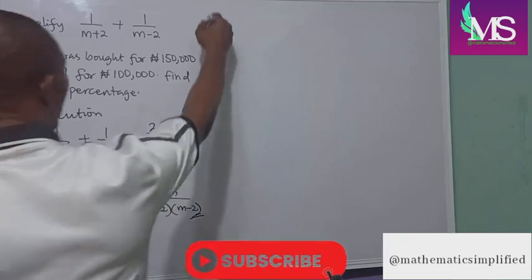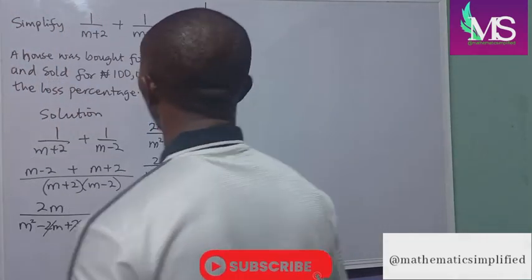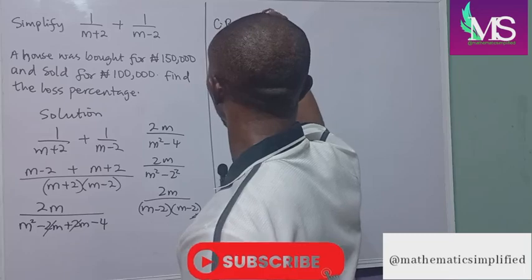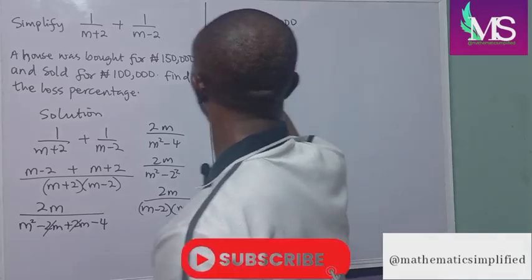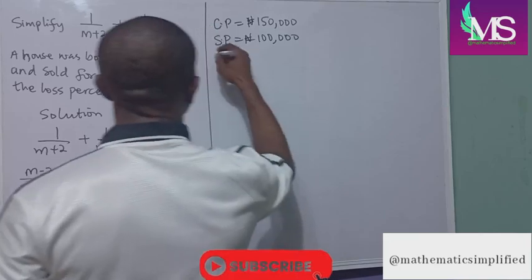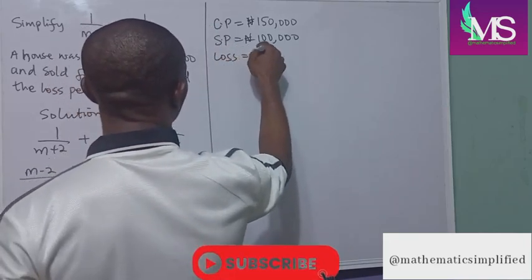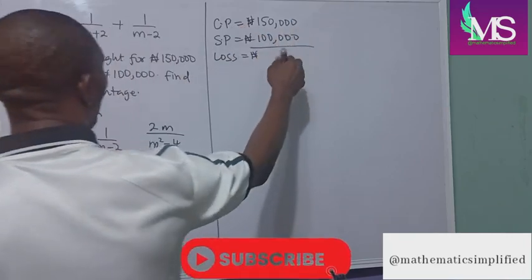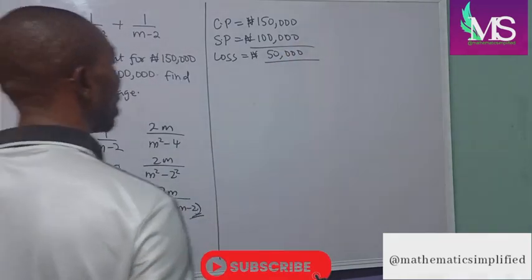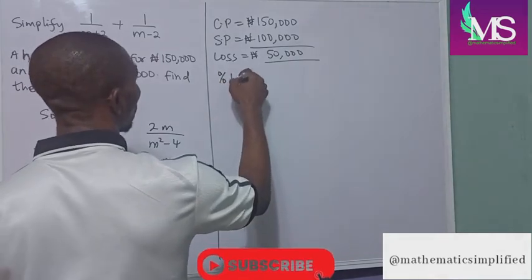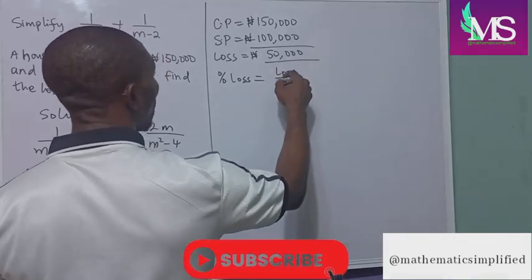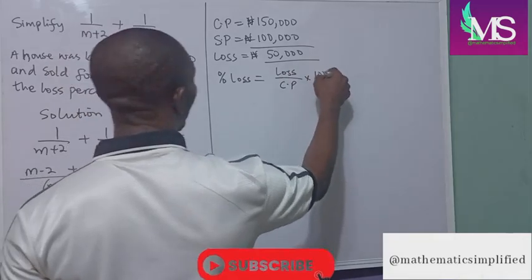Now, our second question talks about a house that was bought for 150,000. The cost price is 150,000 and the selling price was 100,000. Now, the loss is cost price minus selling price, which is 50,000. Since we're looking for loss percent, we know that percentage loss equals loss over cost price times 100 over 1.